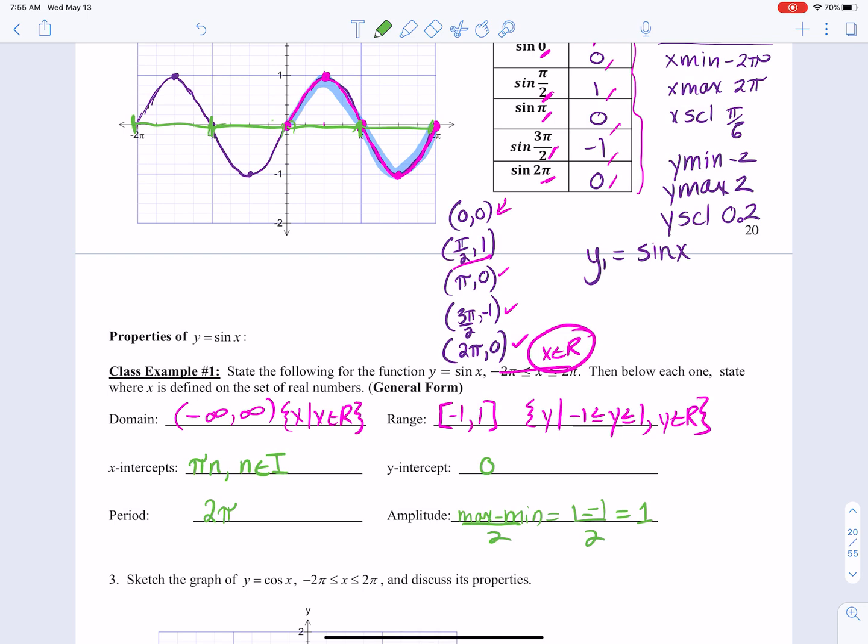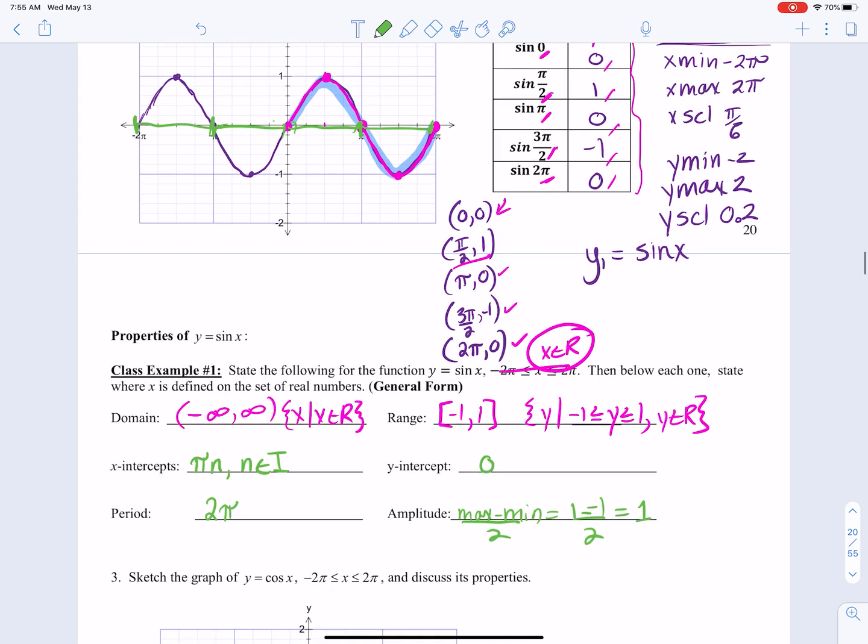And again, we'll talk about what midline is a little bit later, but I want you to understand that amplitude, if we go back up to the graph, means from the midline, which in this case is the x-axis, the distance from the midline to the max is your amplitude, and that is 1. And the distance from your midline to the min, that again is the amplitude, and that is 1 unit.